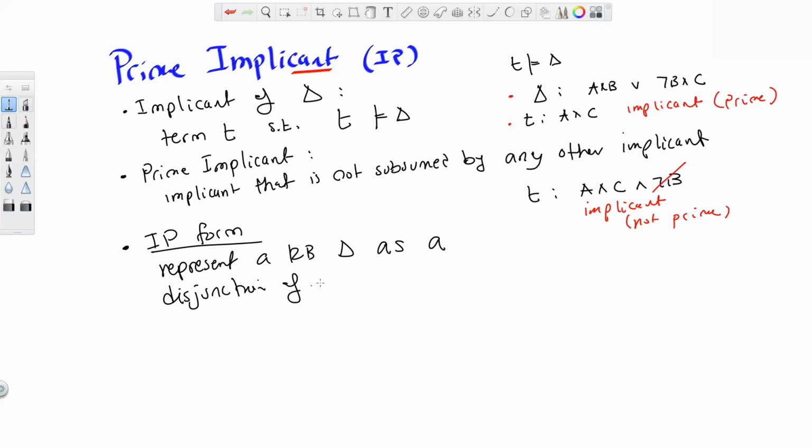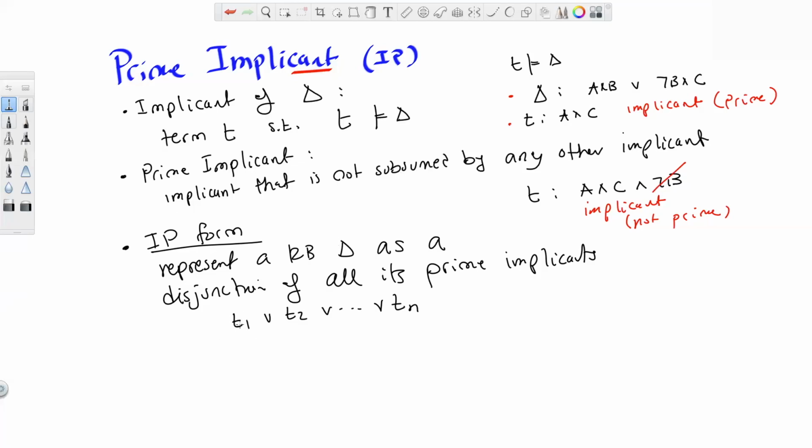disjunction of all its prime implicants, right? So what you need to do in this case is you take your knowledge base and find all minimal terms that satisfy it, right? And then you put them in one big disjunction. So you would go ahead and do T1 or T2 or Tn. Each one of these satisfies the formula.